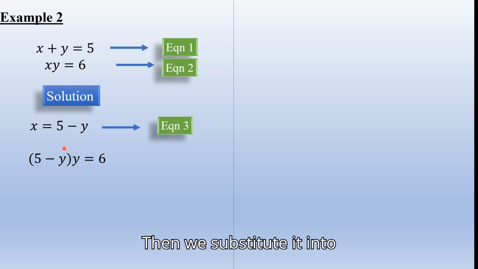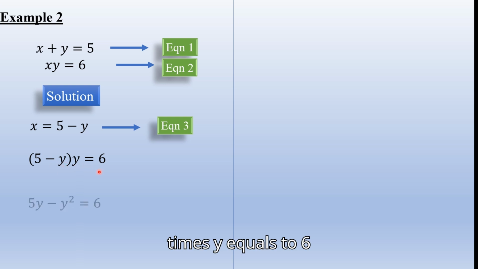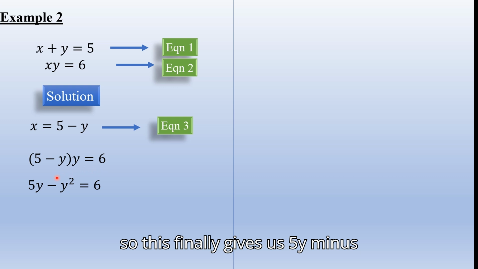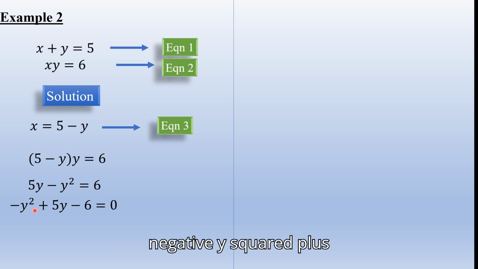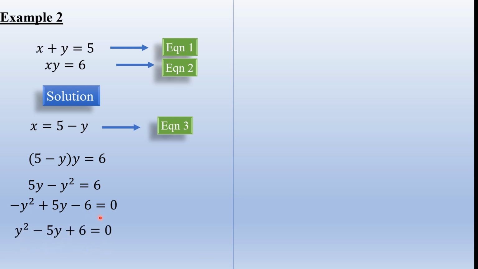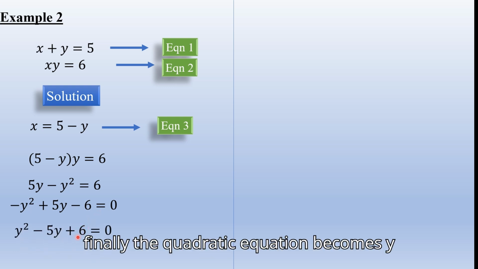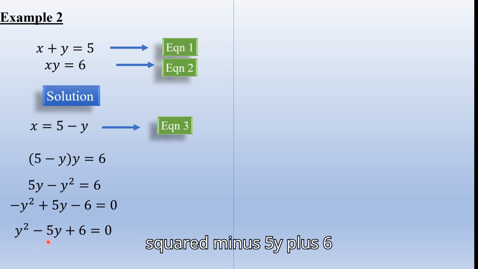And then we substitute it into equation 2. Okay, and that becomes 5 minus y times y equals 6. So this finally gives us 5y minus y squared equals 6, and that becomes negative y squared plus 5y minus 6 equals 0. And finally, the quadratic equation becomes y squared minus 5y plus 6 equals 0.